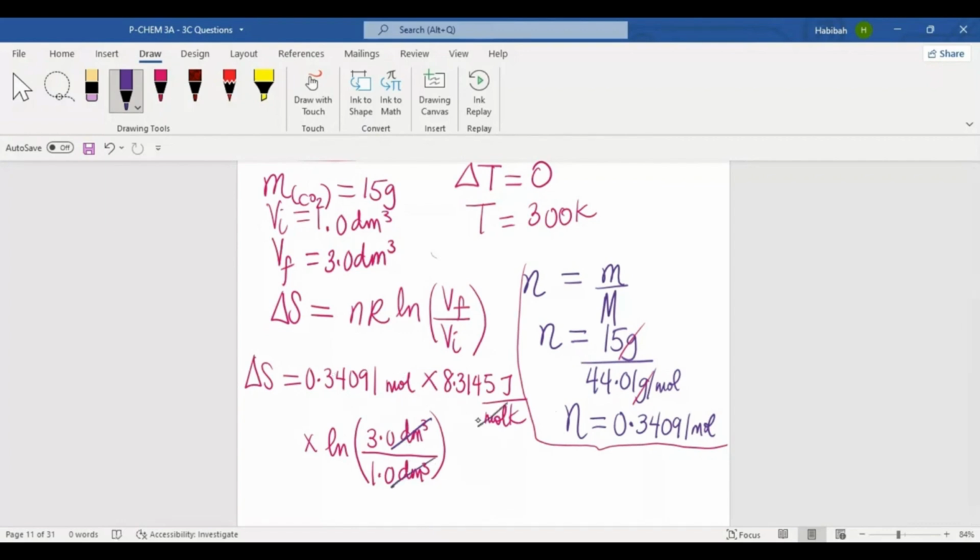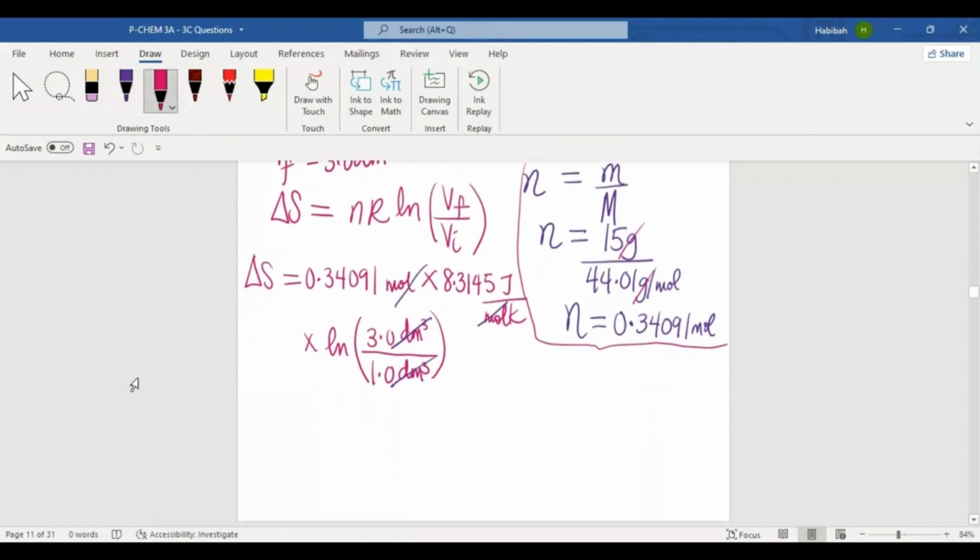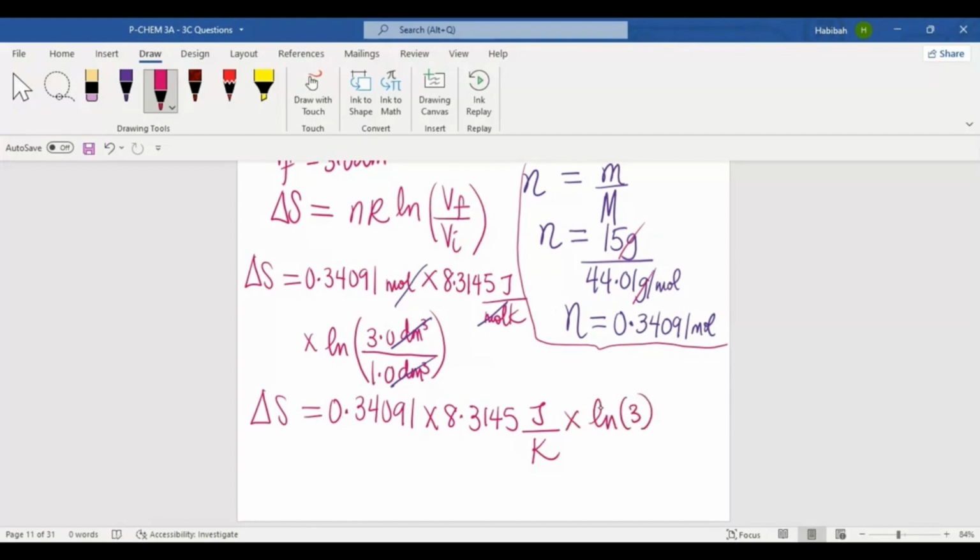So you have mole here and mole as well, which cancel. So the change in entropy is just going to be 0.34091 times 8.3145 joule per Kelvin times ln of 3. Of course, you input all of this information in your calculator to get the change in entropy to be 3.114 joule per Kelvin. Now, I want to quickly mention that this is the answer to our question.